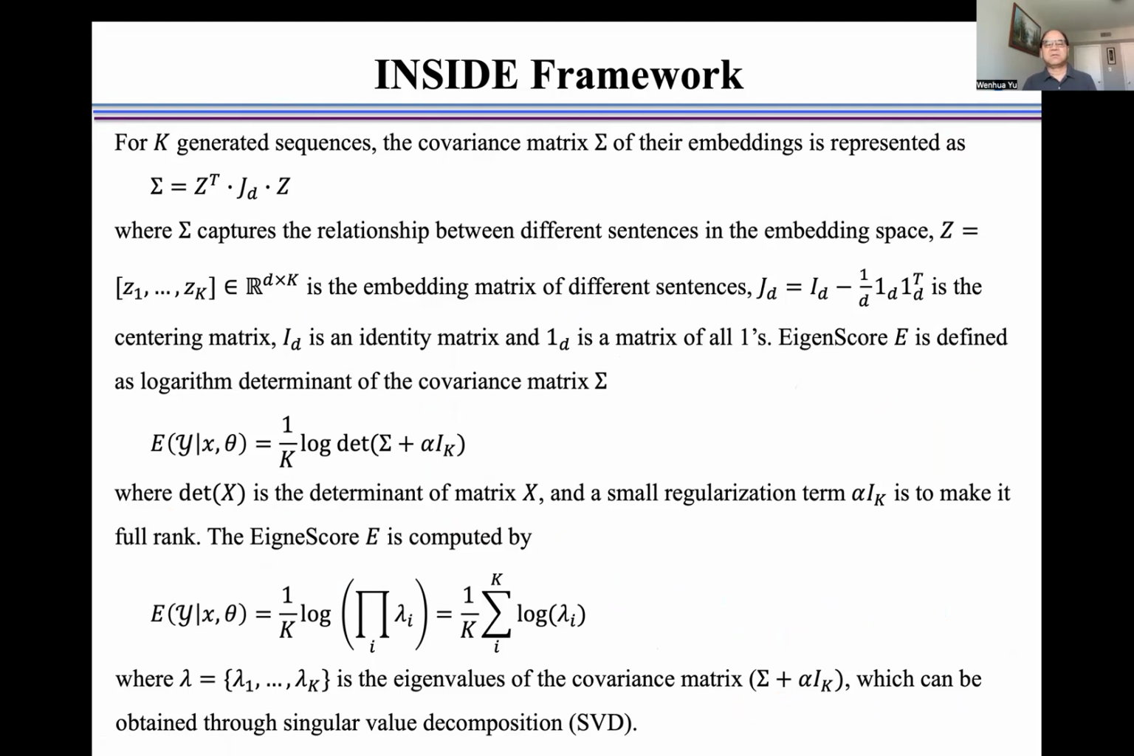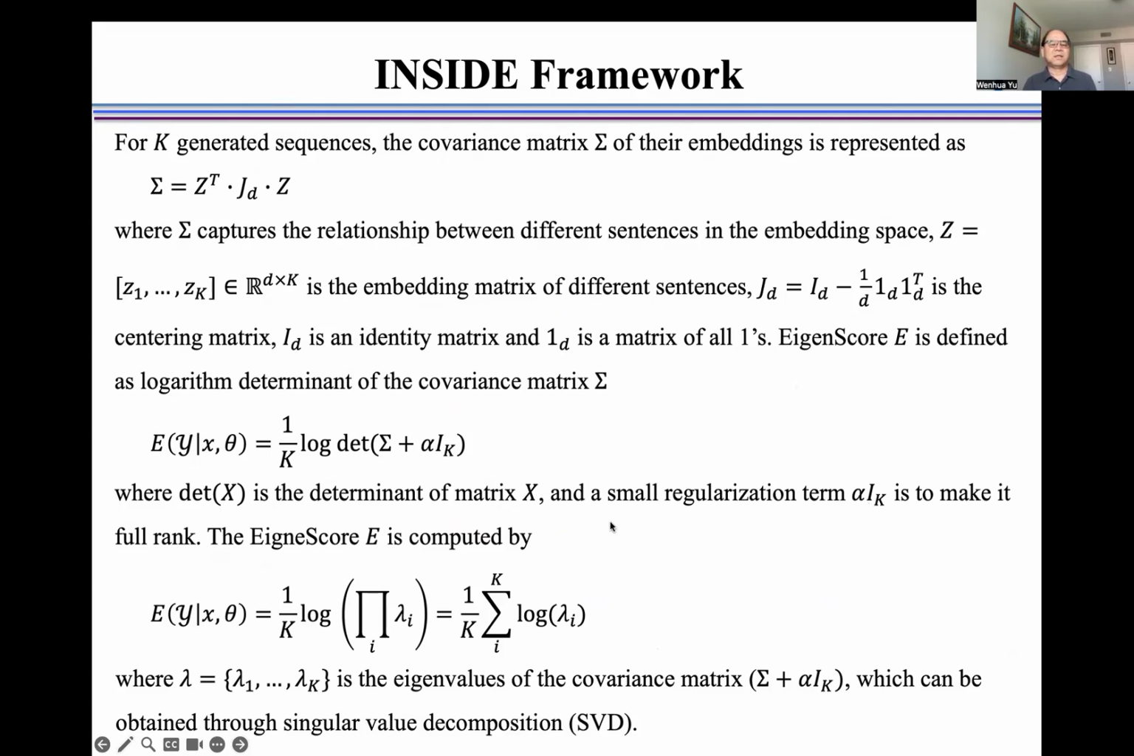Z is the embedding matrix of different sentences. J_d is a centering matrix. I_d is an identity matrix, and 1_d is a matrix of all ones. EigenScore E is defined as a logarithm determinant of the covariance matrix sigma, as shown here, where det(X) is the determinant of matrix X, and a small regularization term alpha I_K is added to make it full rank.